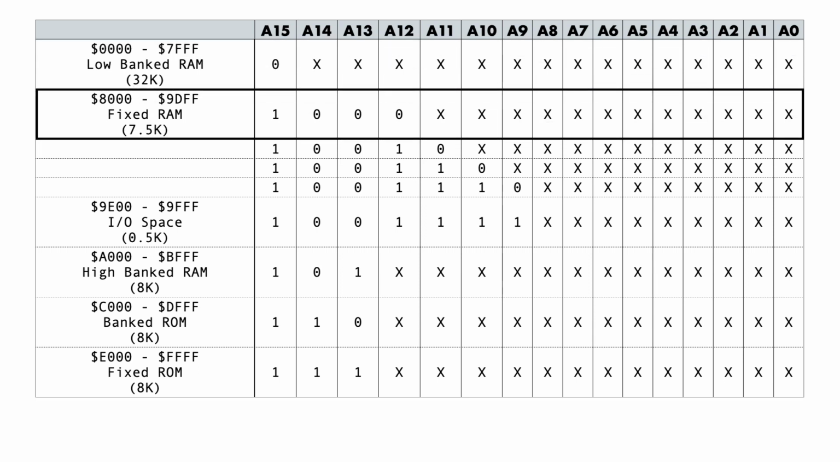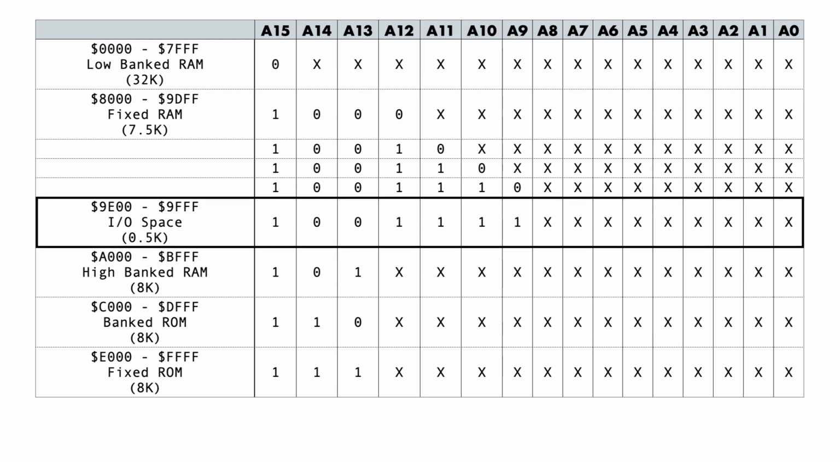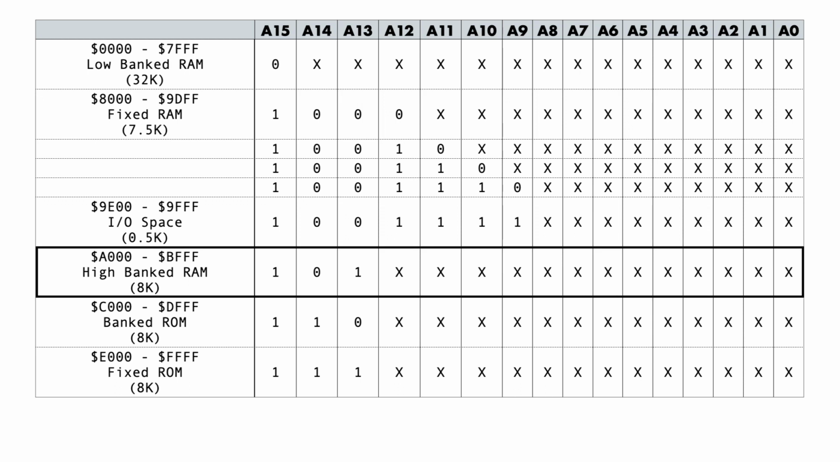A fixed RAM region, where 7.5 kilobytes of RAM is available for use by the operating system. A 512-byte I/O region that's comprised of 16 individual 32-byte device regions. A high banked RAM region, where some amount of RAM, again to be determined later, can be banked in 8 kilobytes at a time.